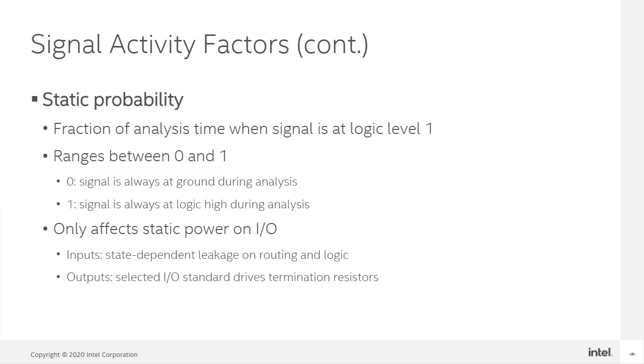Static probability affects static power on I/O. For inputs, it affects the power usage of the logic and routing fed by the inputs. This is due to state-dependent leakage into the device. On outputs, resistively terminated I/O standards consume power depending on the level of the signal.